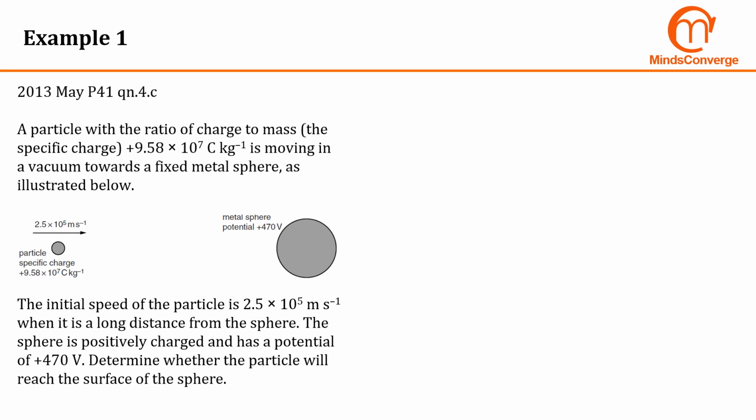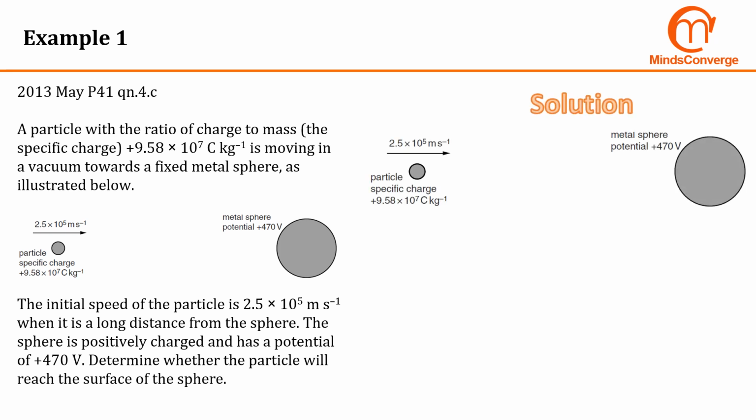Let's try some examples. Please pause the video to try the question. In this question, both the particle and the sphere are positively charged, they would repel each other. So, energy is required to bring the particle toward the sphere. This energy is taken from the kinetic energy of the particle.